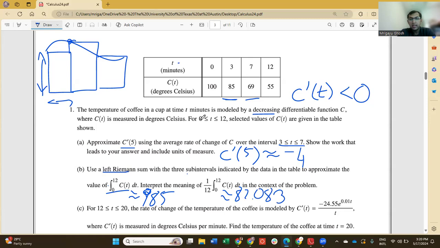And what that tells us, so when we say interpret the meaning, again, I'm not going to write this out. I'm just verbally going to explain it. But what that means is that, remember, this is actually from the mean value theorem, right?